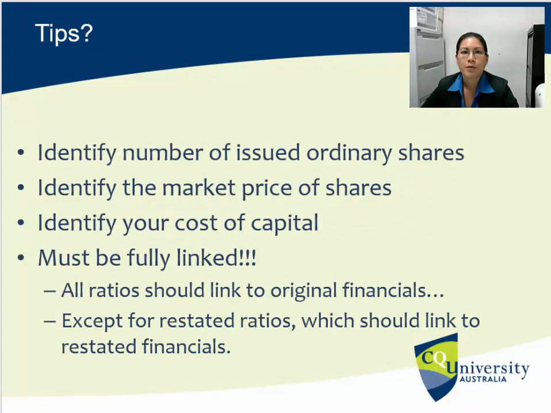Okay, so before we actually start linking our ratios and calculating and analysing them, we've got to identify three things. So first one is the number of issued ordinary shares. Now we're looking for the number or the quantity of these, not the dollar value. The dollar value is actually in our balance sheet and also in the statement of changes in equity. We don't want the dollar value. We want the actual number of shares that they've got on issue.